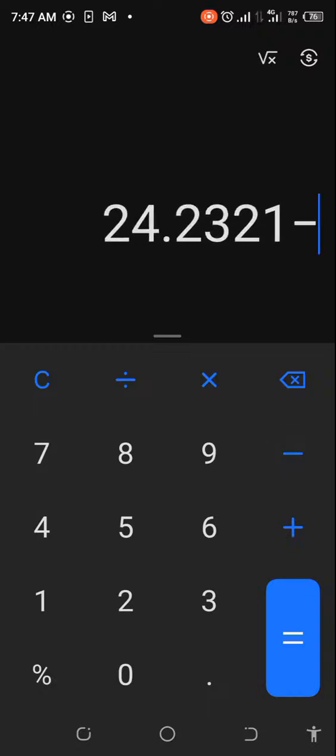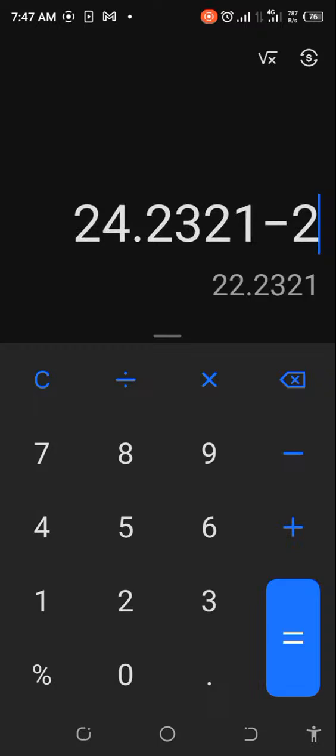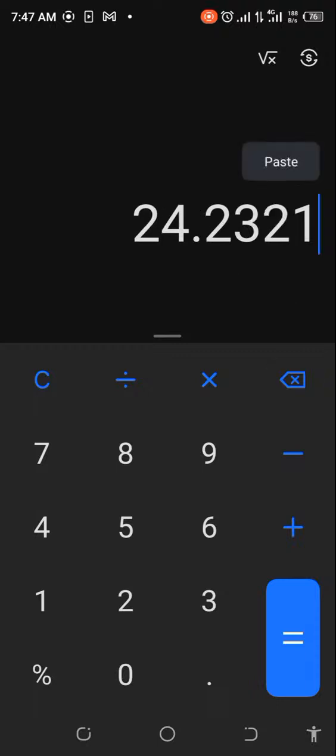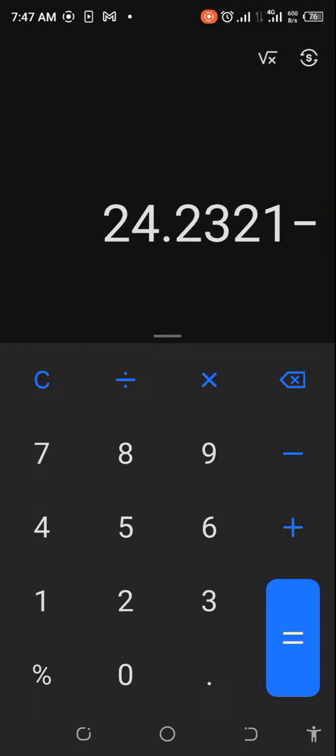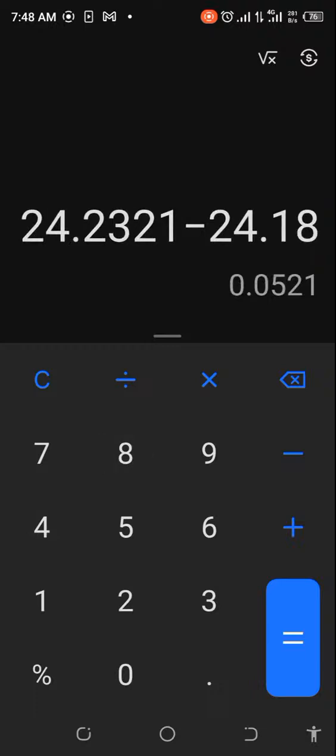We're still in profit. Okay, if we remove 20, what exactly am I removing now? Sorry, that's not where it's supposed to be. So let me just copy this one, that's 24.2321. Okay, so if we remove 24, the starting point was 24.18. So we actually made 5 cents. That's really small, but in this particular trade, we are profitable. That's the main point here.